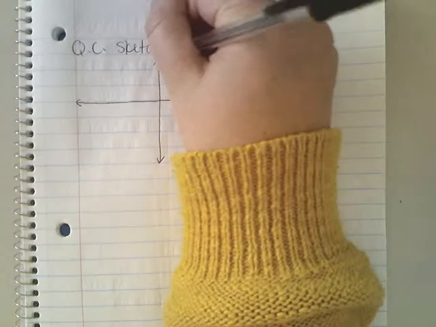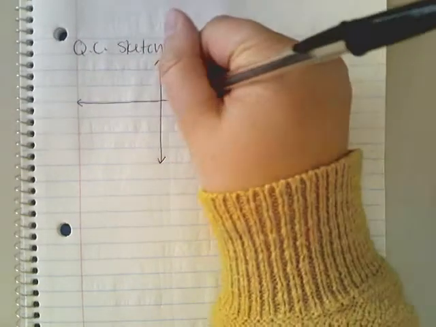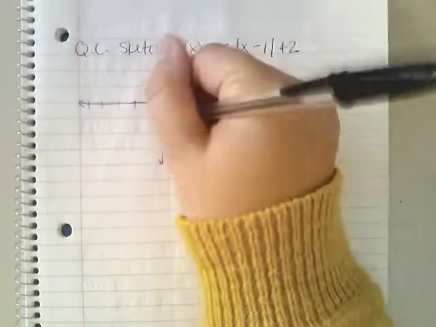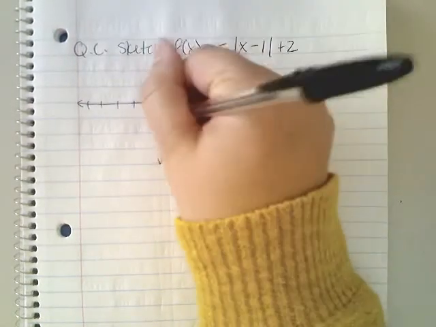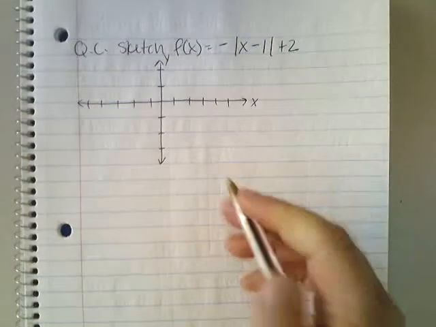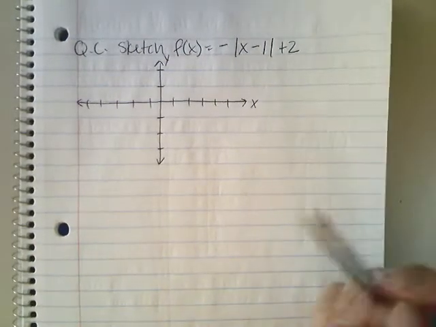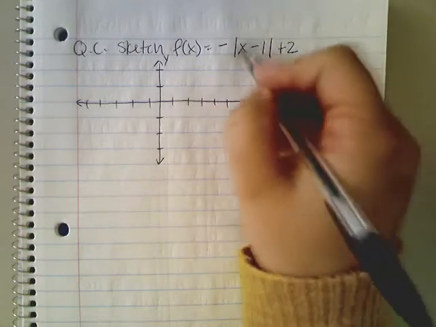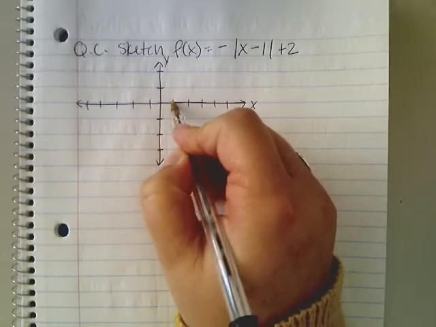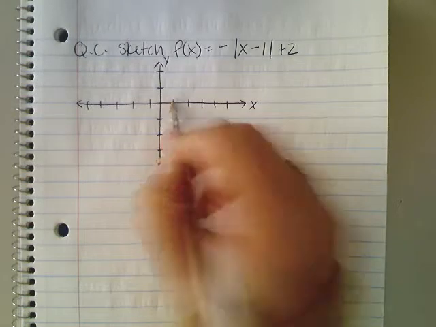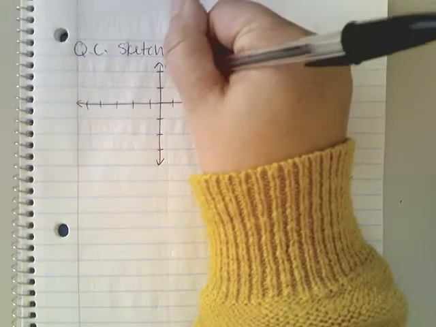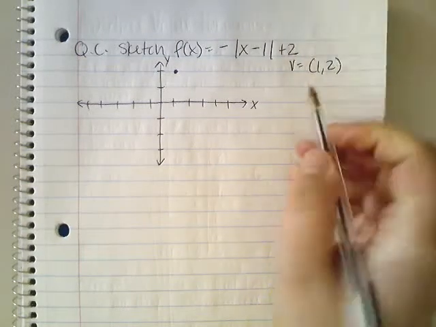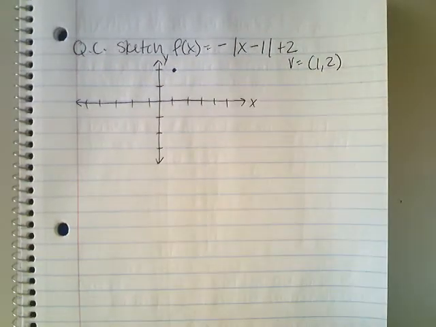Here I have my y-axis, my x-axis. Okay, so first thing I'm going to do is determine my new vertex. So my new vertex, I'm subtracting 1 in my horizontal translation, which means I'm actually going +1 in the x direction, and then I'm adding 2 in my y direction. So my new vertex is going to be the coordinate 1, 2. So I plot my vertex 1, 2.